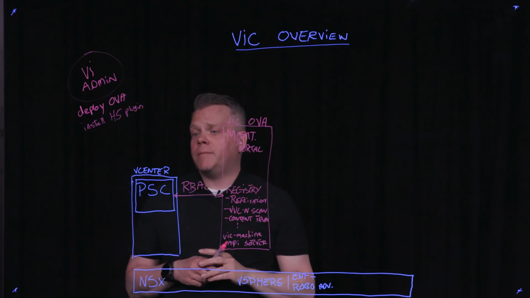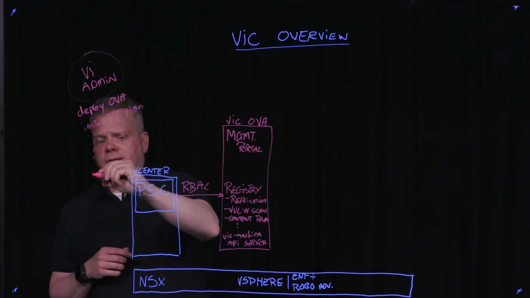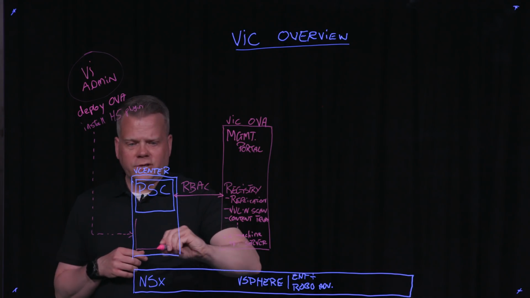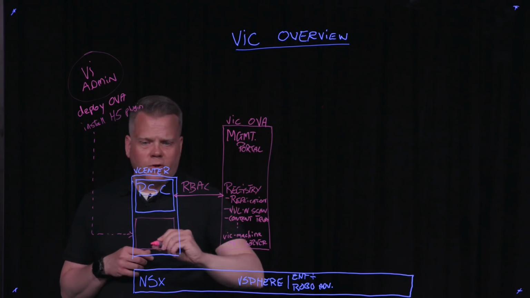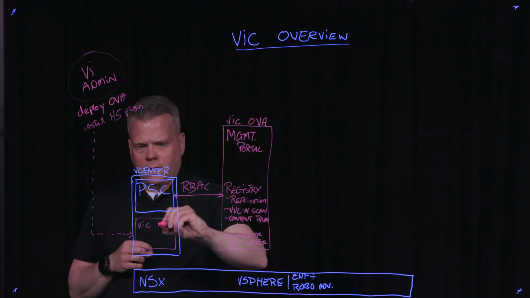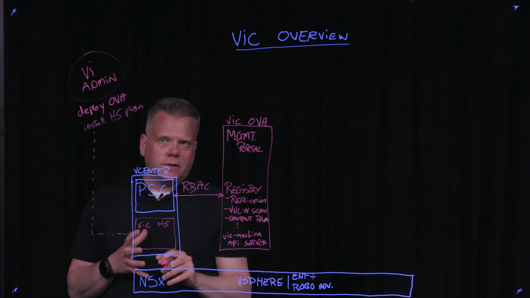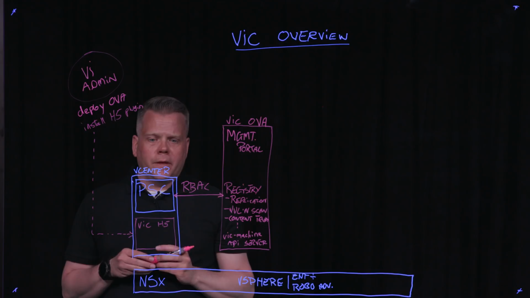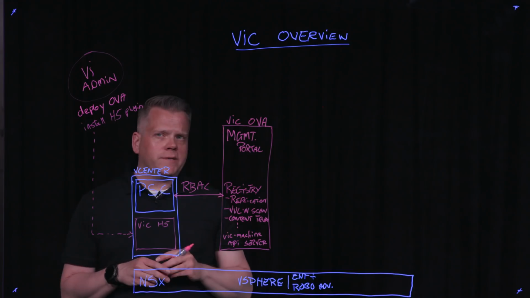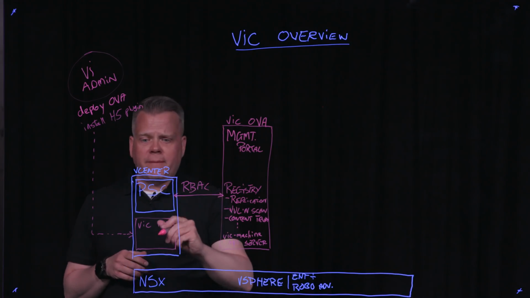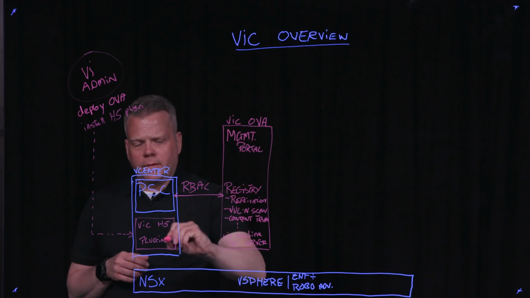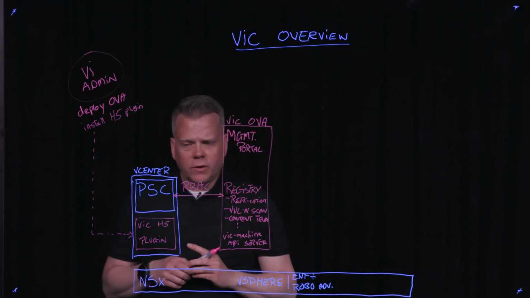So the VIC HTML5 plugin installs in your vCenter server. It's actually a vCenter plugin that requires the HTML5 client. And what this gives you is a graphical way of provisioning the virtual container host. This is a workflow-based tool that'll walk you through the different steps to configure your vSphere Integrated Containers container hosts.